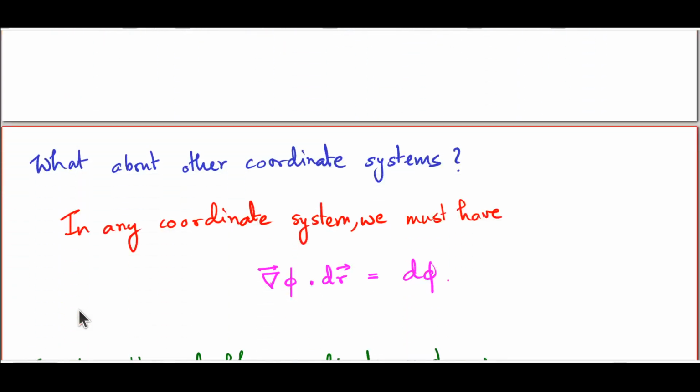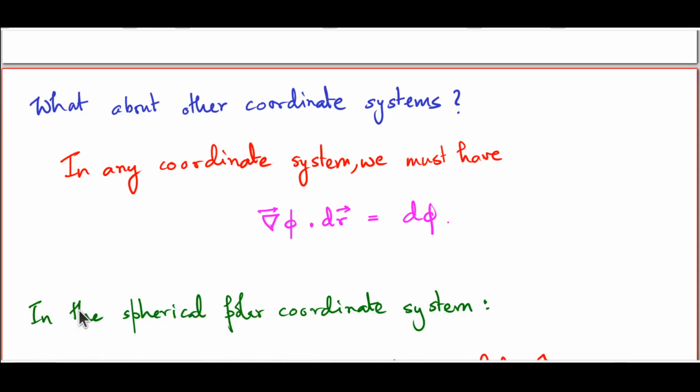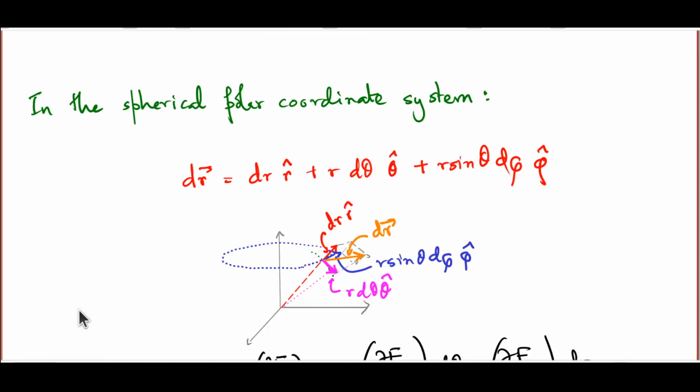Now the guiding principle for us in all coordinates is the following. If you take the dot product of the gradient of phi at a point with dr, the displacement from that point, you are going to get small d phi, which is the change in phi when this displacement occurs. Now this is going to be valid no matter which coordinate system you are using. Now in particular, when we talk about the spherical polar coordinate system, the displacement occurs because the coordinates r, theta and phi change. And here we are going to consider an infinitesimally small displacement.